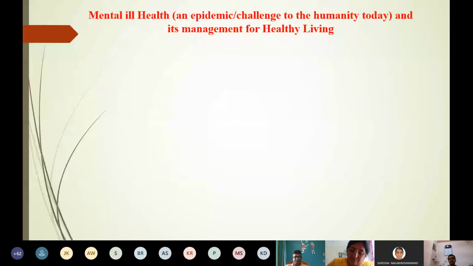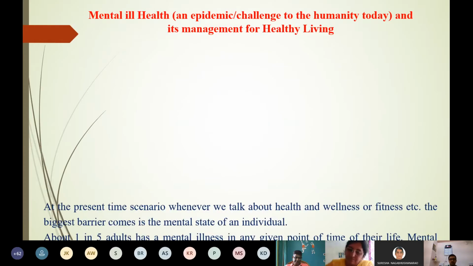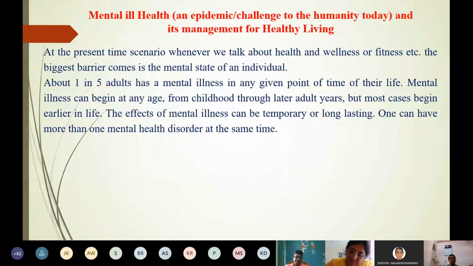So we are just running behind. We are going so fast, so hurriedly, running, but we never reach the end point. Where exactly the end is, that is not known. Almost 1 out of 5 adults has a mental illness today.